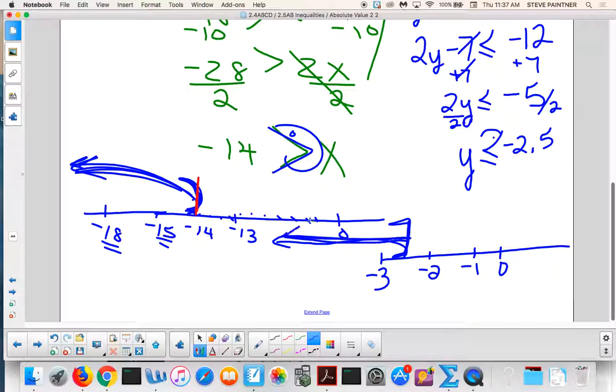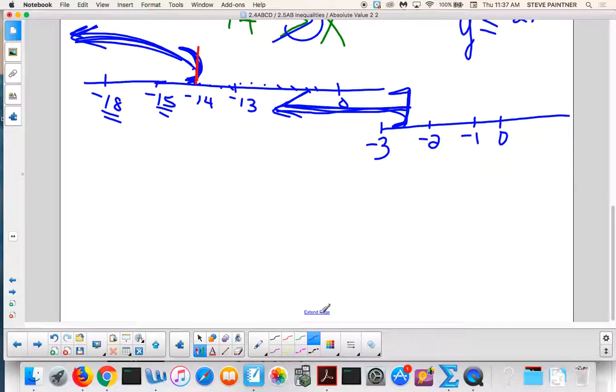There it is. Okay. Interval notation. What to what? Negative infinity to what? Negative 5/2. Bracket, parentheses.